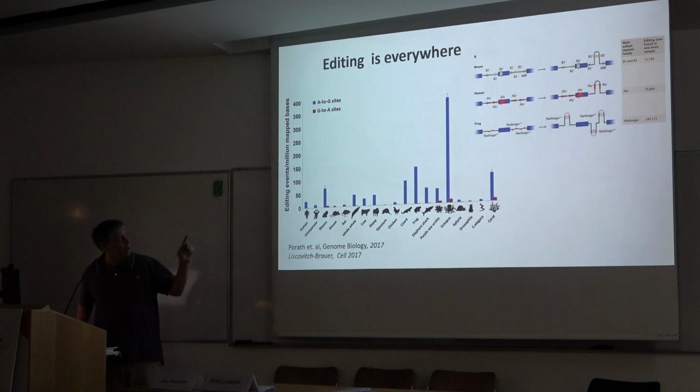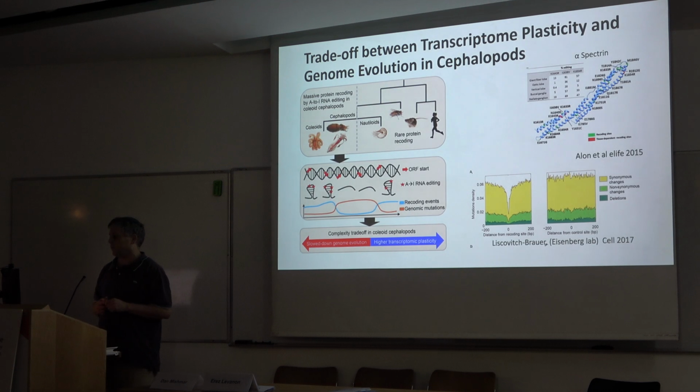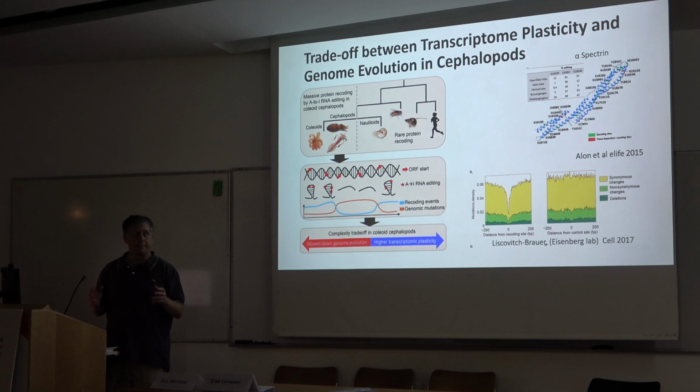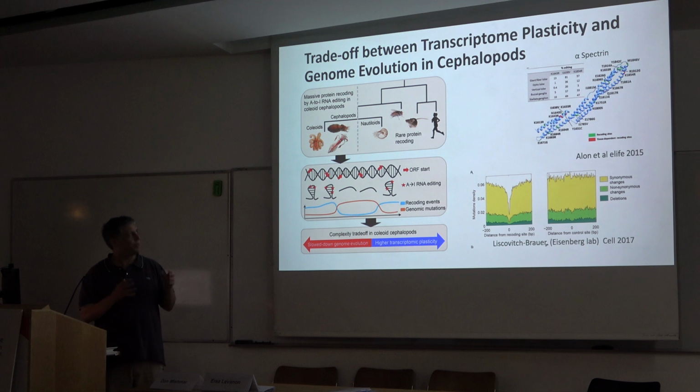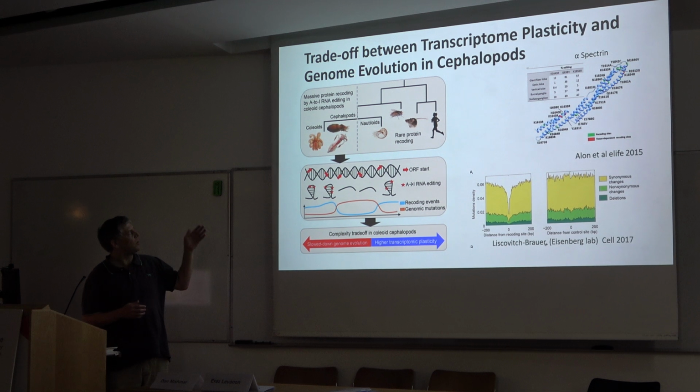But as you can see, one outlier is the octopus. In the octopus, we see a huge amount of editing, not only in the non-coding region, not only in the mobile elements, but also in the protein sequences. And virtually every protein in the cephalopod lineage, octopus, squid, and cuttlefish, we see extensive editing in the protein.